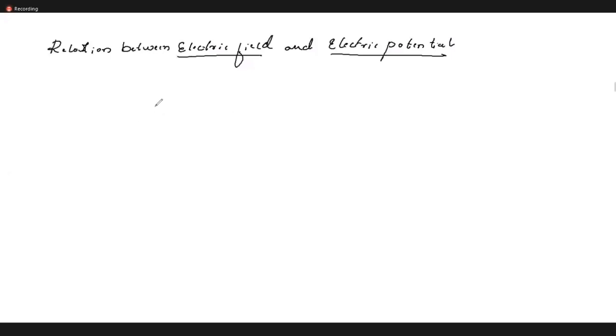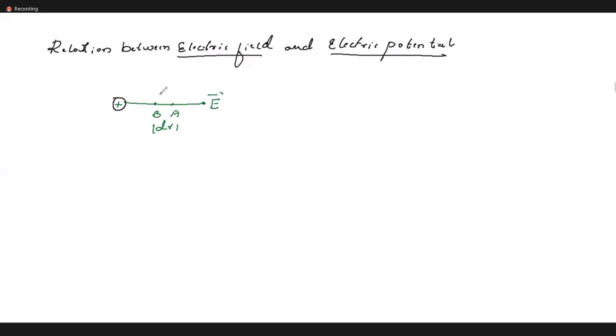Let me take one unit positive charge here, which is moving in some electrostatic field, the electric field E. At a point A and a point B, these are some positions. Let me show it as if there is a displacement by the particle. So dr is the displacement.